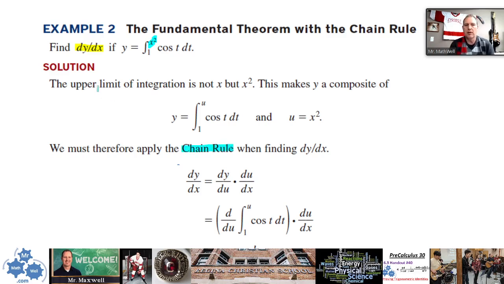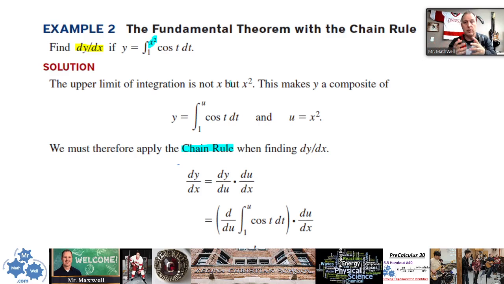So notice the upper limit of integration is not x, but it's x squared now. So it's not a straight x. The derivative of x is 1. The derivative of x squared is not 1. So we have to take into consideration what would happen when we integrate and then take the derivative.